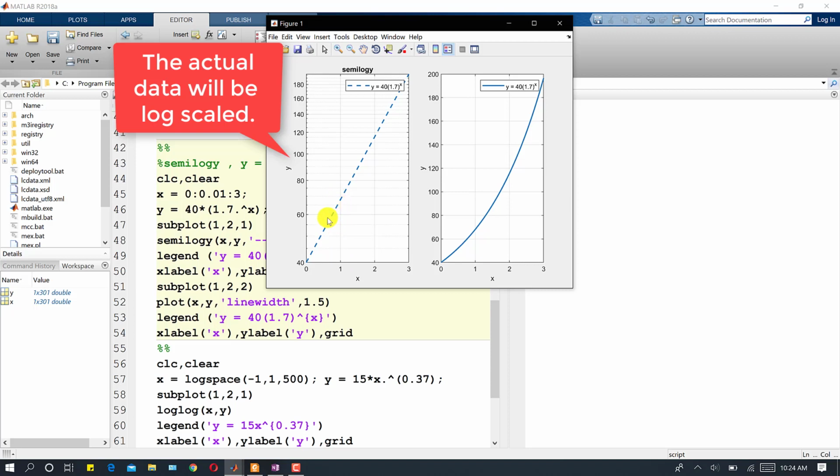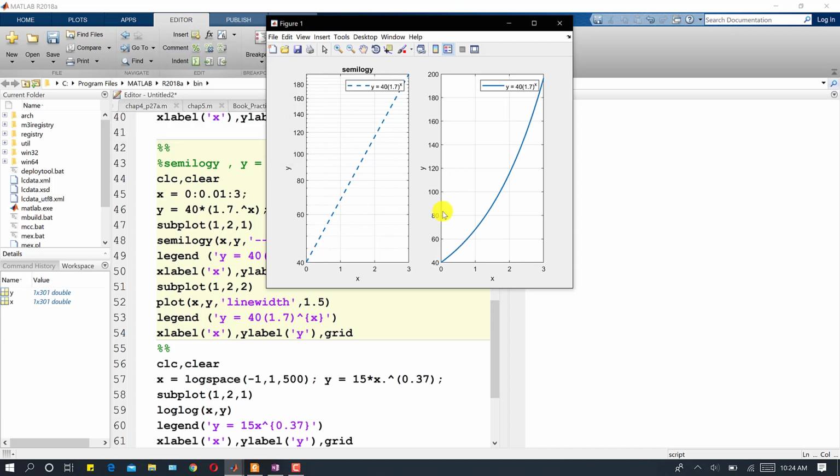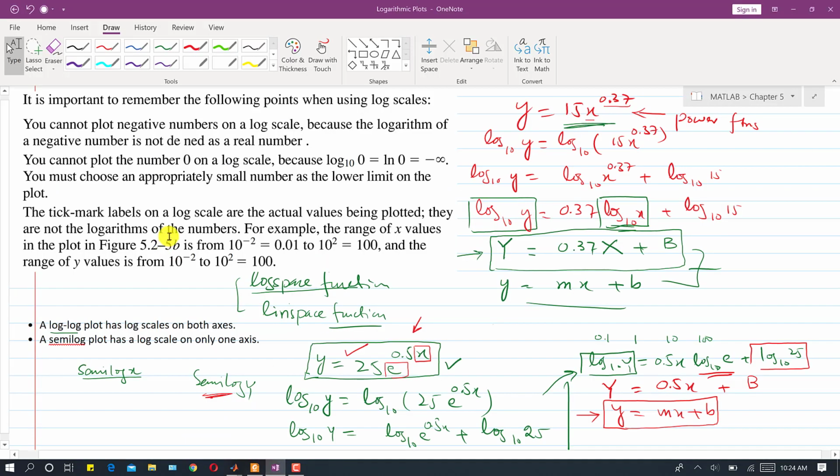Here we can see that when we have plotted this function on a semi-log y plot with a logarithmic scale, we can see the minute details. Here it's not visible where that point is between 60 and 80, but here we can see that it is between 65 and 70. This is the benefit of using logarithmic plots. Always keep in mind that the tick mark labels on a log scale are actual values being plotted. They are not the logarithms of a number.